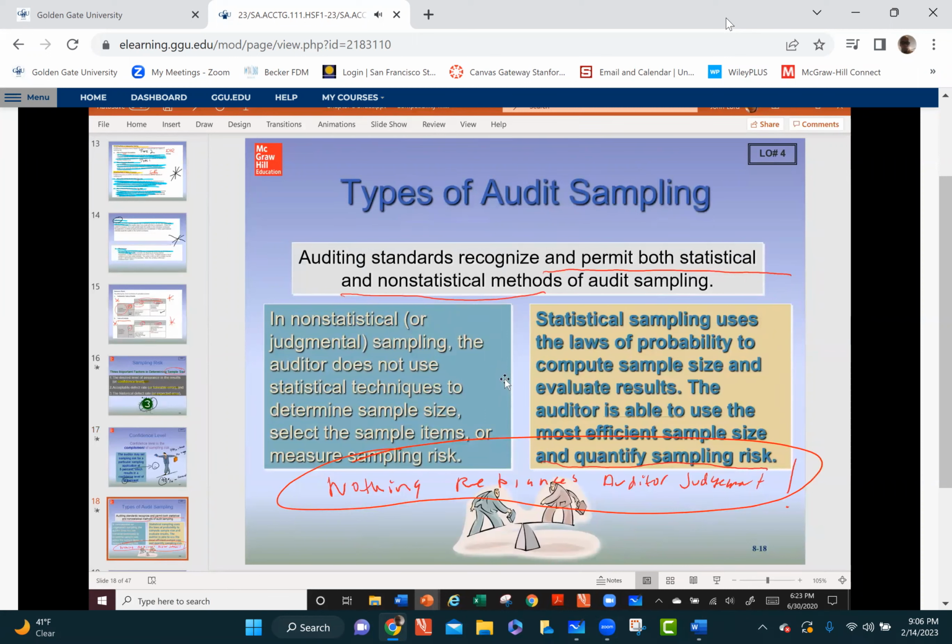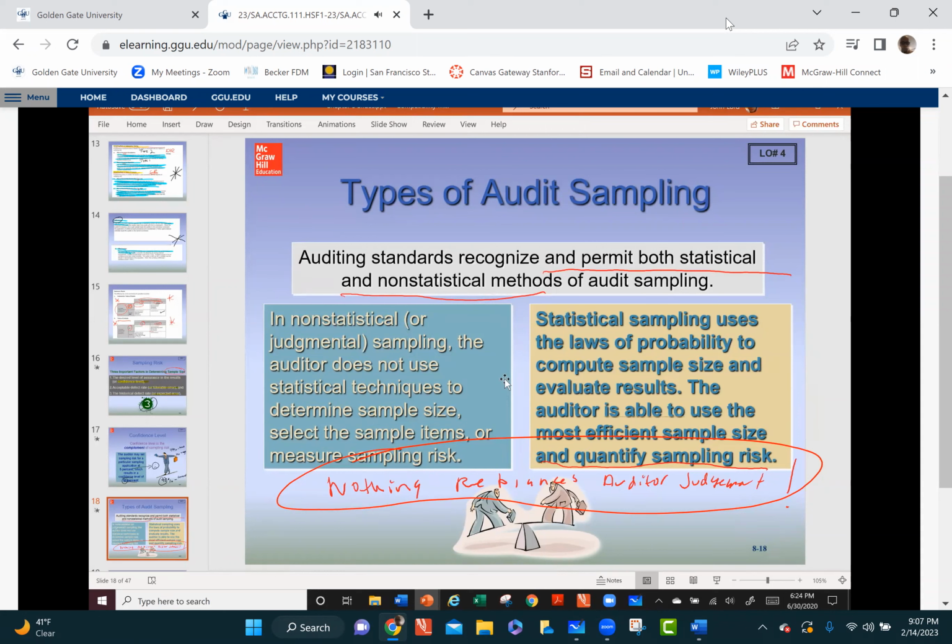Now you come over and you take a look at the different types of audit sampling, and both statistical and non-statistical are acceptable under the standards. Be careful, guys, because you'll see questions in your homework that try to trick you into thinking that you have to use statistical sampling. You do not. You could still look at less than 100% of the transactions and use a non-statistical measure, haphazard sampling. I'm just going to reach in and pull out the first 10 transactions that come out of the system or something. That would be non-statistical sampling.